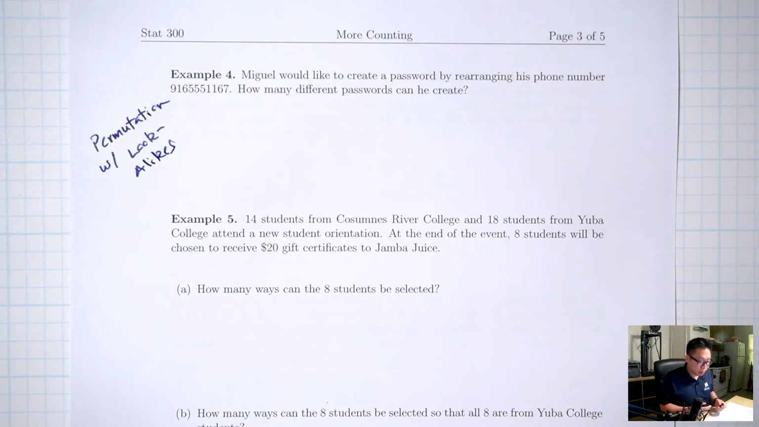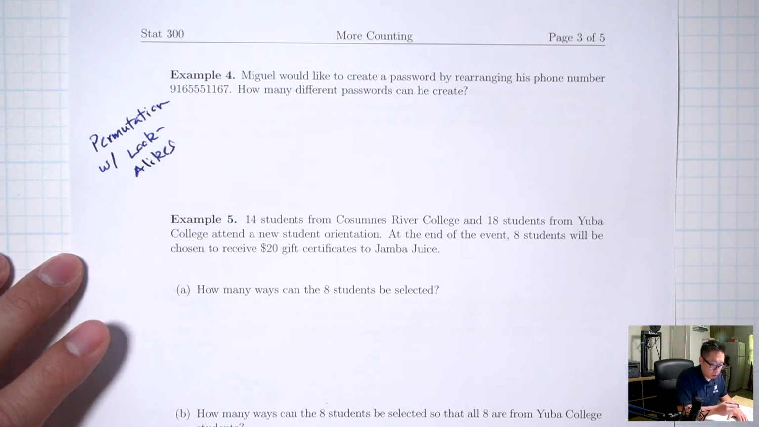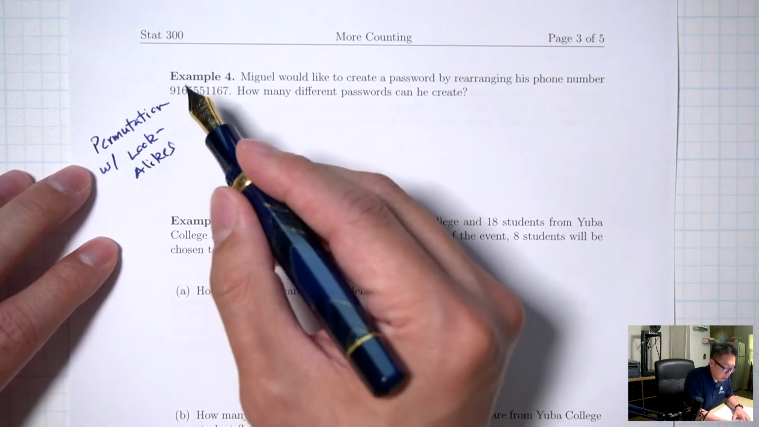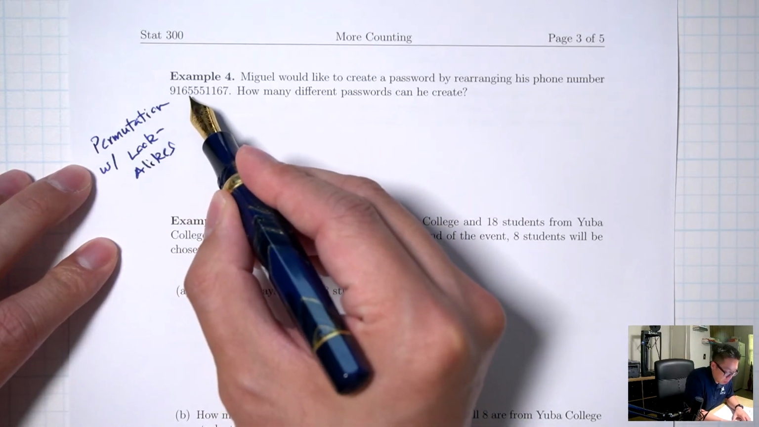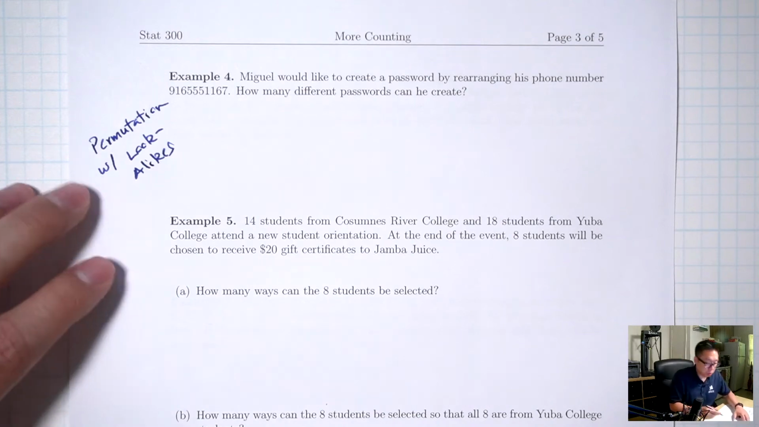And the way you deal with permutations with lookalikes is first start off by figuring out how many blanks you need. We're rearranging this phone number, so I should end up with the same number of digits. Let's count. 1, 2, 3, 4, 5, 6, 7, 8, 9, 10. Okay, so I should have 10 blanks total.